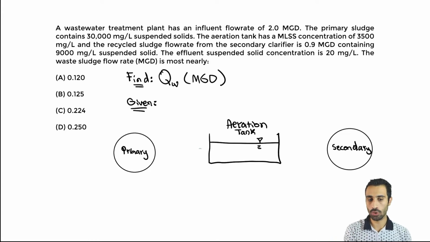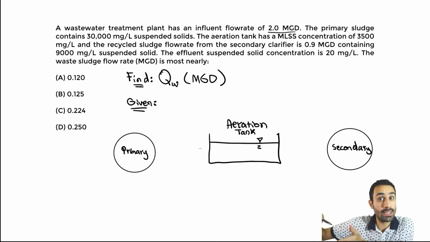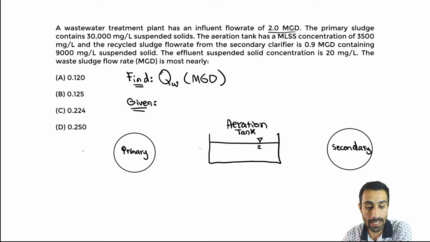So first of all, we're told a wastewater treatment plant has an influent flow rate of 2 mgd. I'm going to put that as what comes into the plant. So we know it comes in, we have the grit chambers, the screens, maybe an equalization basin. Then we have that primary, but that flow is just going to stay at 2 mgd when it enters the primary.